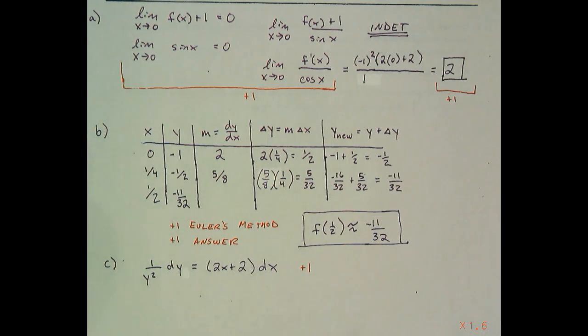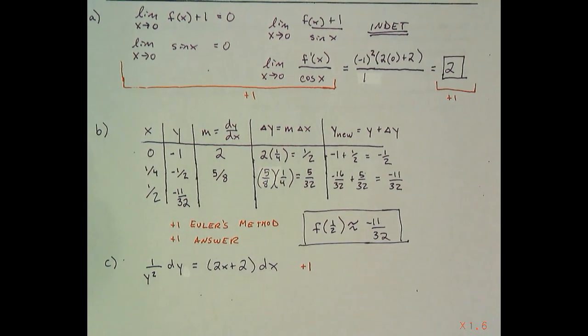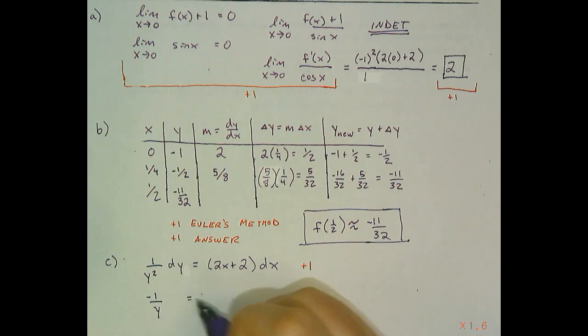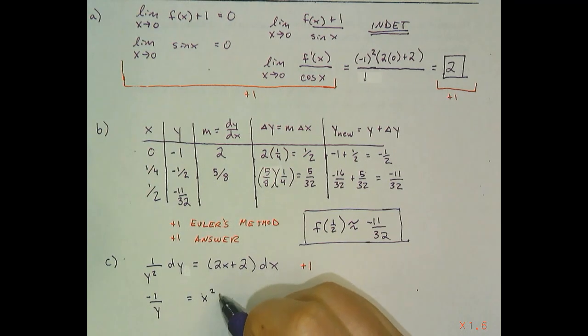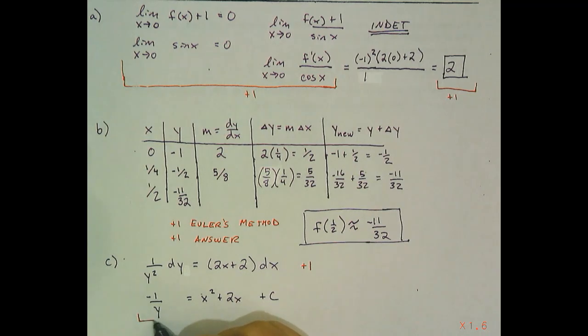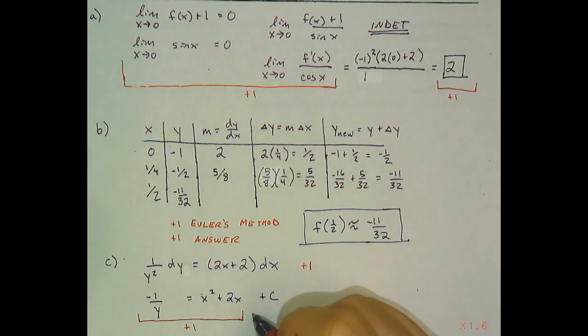Part 2 is to take the antiderivatives. The antiderivative of the left is -1 over y, and the antiderivative of the right is x squared plus 2x, and then we have a constant, so plus c. If you have the antiderivatives correct, that's going to be 1 point. And if you remembered the constant of integration in this step, you get that 1 point as well.